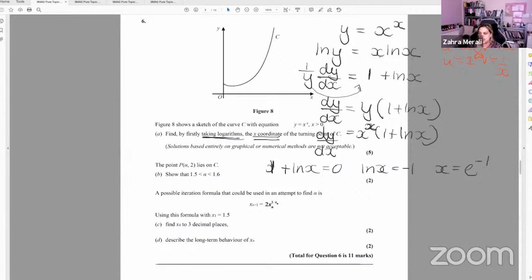For the iteration, you're literally just substituting in numbers. So hopefully that's not too bad. Right, let's go to the next one.